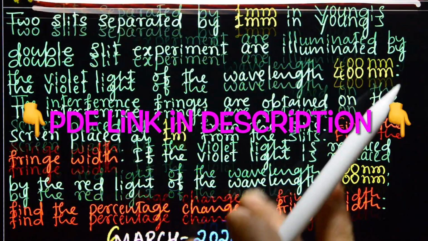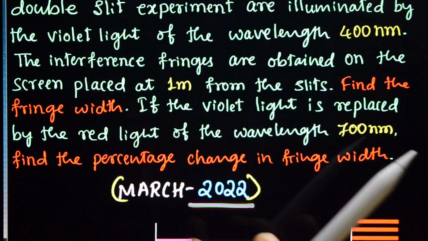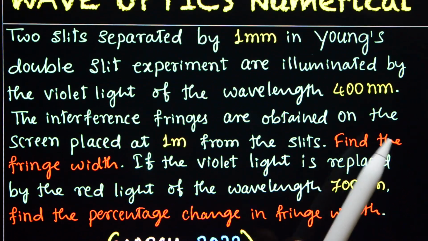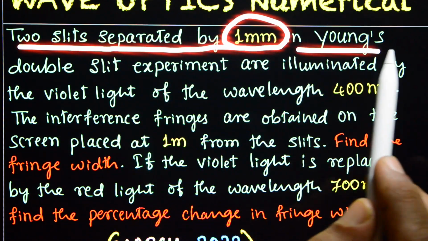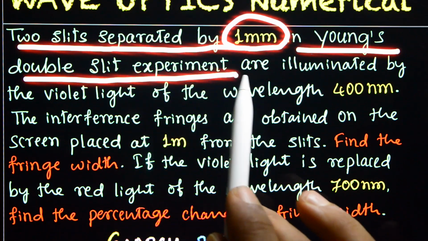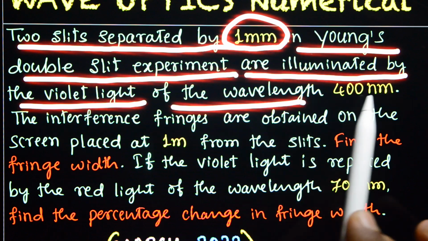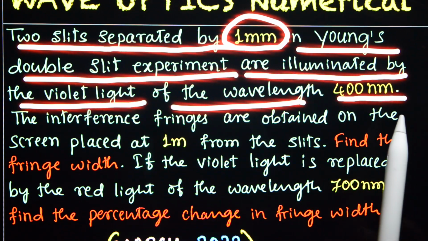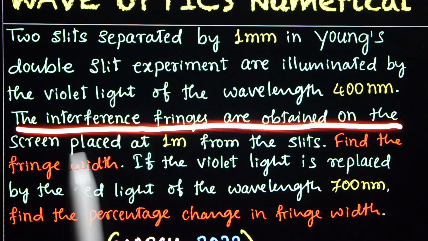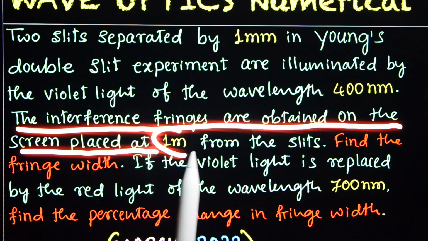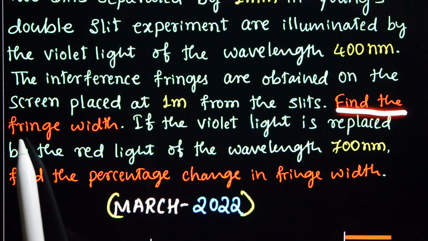Wave Optics Numerical, March 2022. Two slits separated by 1 mm in Young's double slit experiment are illuminated by a violet light of wavelength 400 nanometer. The interference fringes are obtained on the screen placed at 1 meter from the slits. Find the fringe width.